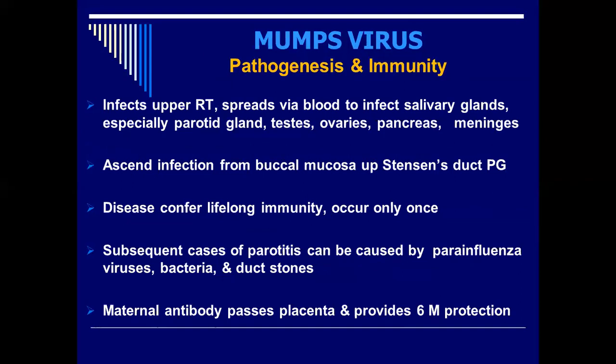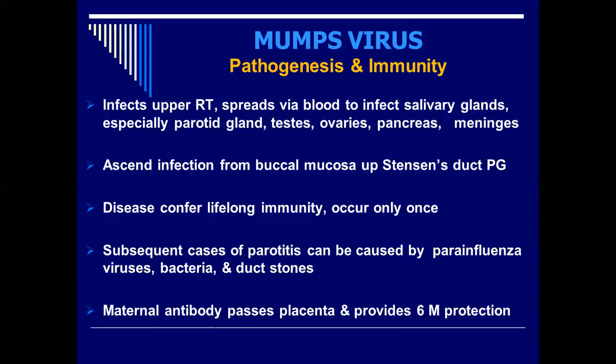Regarding the pathogenicity of mumps, the virus infects the upper respiratory tract and spreads by the blood to infect the salivary glands, and especially the pituitary glands, testes, ovaries, pancreas, and meninges. It can cause hepatitis, orchitis, pancreatitis, and meningitis. Ascending infection from the buccal mucosa up the Stensen's duct to the parotid gland can also occur. The disease confers lifelong immunity once an individual has been exposed once in life.